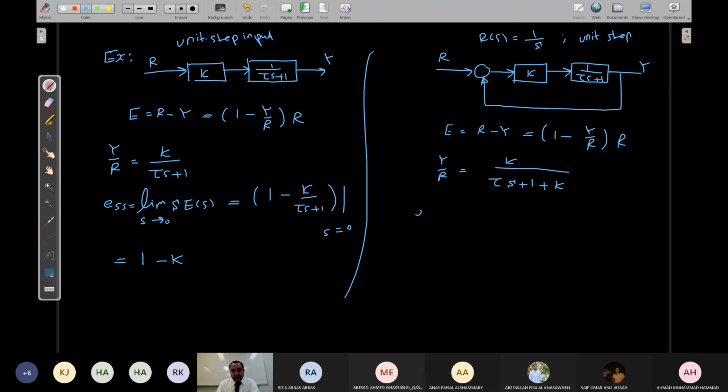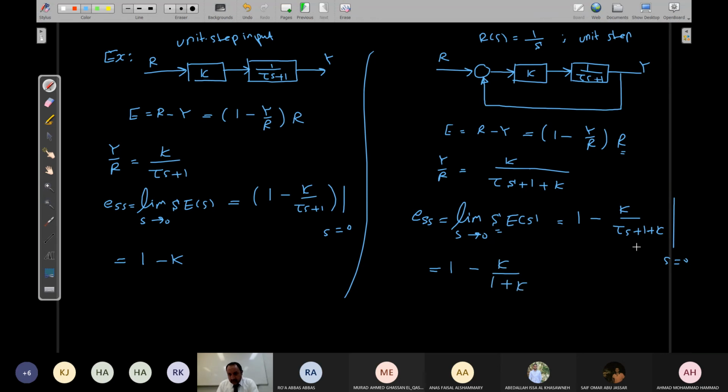Here, E steady state will equal the limit when S goes to zero of S E of S, the S will eat the R, and I will end up with 1 minus K over tau S plus 1 plus K at S equal to zero. So I end up with 1 minus K over 1 plus K, correct? So this one will equal 1 over 1 plus K if I simplify it, correct? Yes.